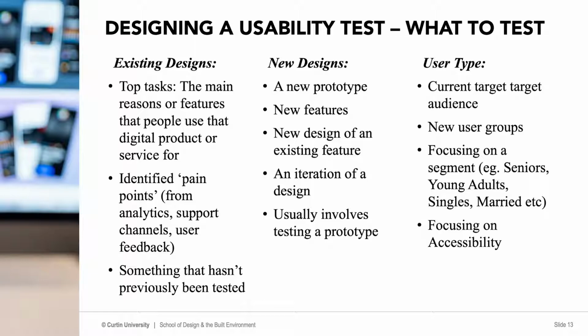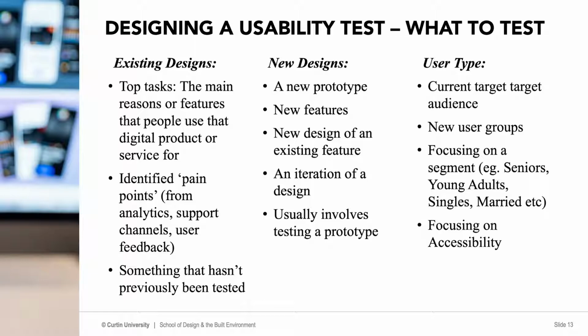Another band of testing that you might undertake is based on user type. So maybe you might do a test with your current target audience. Or maybe the product is trying to capture a new target audience, so you might have new user groups that you're exploring and needing to test with. Maybe you're focusing on just a particular user group within your demographic. So, for example, it could be seniors or young adults, or depending on the type of app that you're developing, maybe you want to test with people who are either single or married. All those types of different segments will be clearly related to your target audience and the type of functionality that your app has.